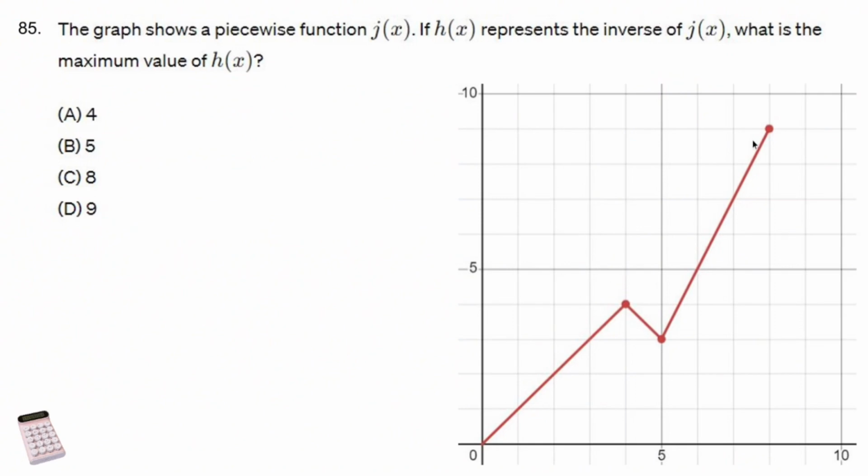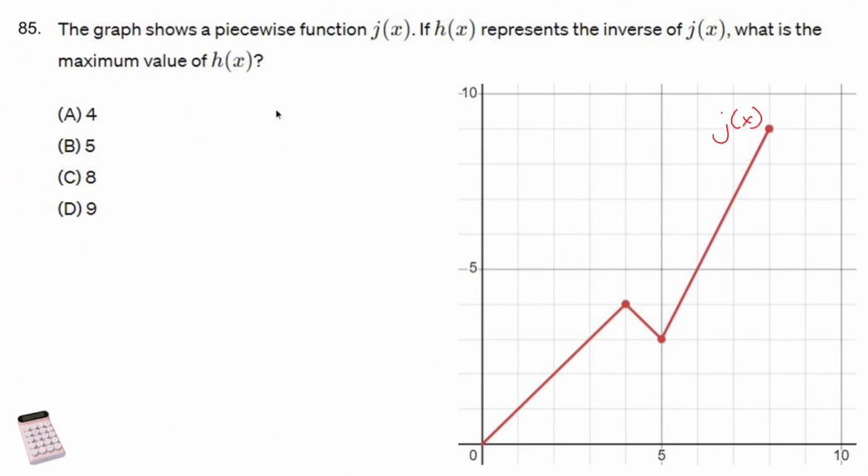But what I have is a regular function here, and I care about the inverse. Now, I am not an artist. What I don't want to do is graph this just by looking at it. So let's use the idea of what an inverse actually does. First off, this is j of x.